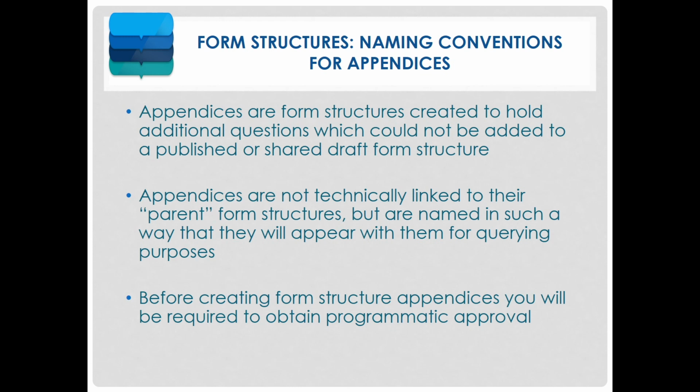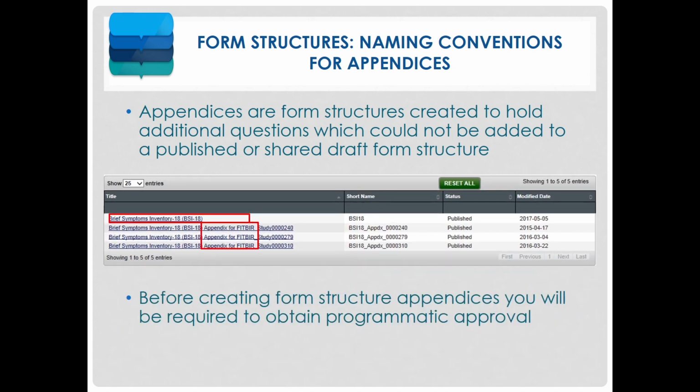Appendices are form structures created to hold additional questions which could not be added to a published or shared draft form structure. Appendices are not technically linked to their parent form structure, but are named in such a way that they will appear with them for querying purposes. Before creating form structure appendices, you will be required to obtain programmatic approval.